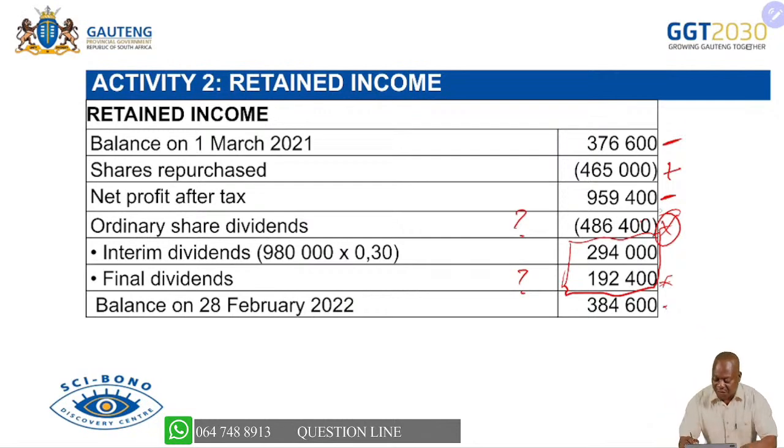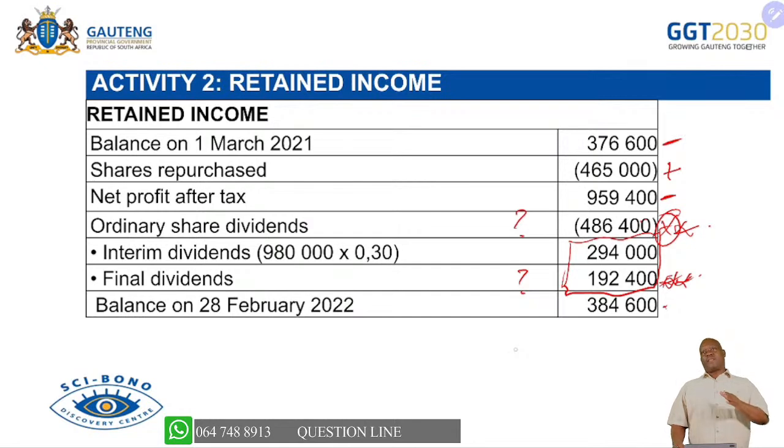After having this figure now, we remember to get 486,400, I must add 294,000 plus something. And remember, I don't have it. So is it possible to find it? Yes. 486,400 minus 294,000. That's how we can find this figure. Done. Dusted. Guys, this is your retained income note.